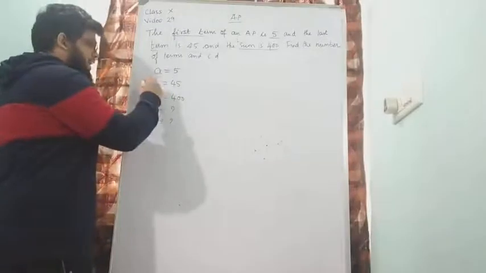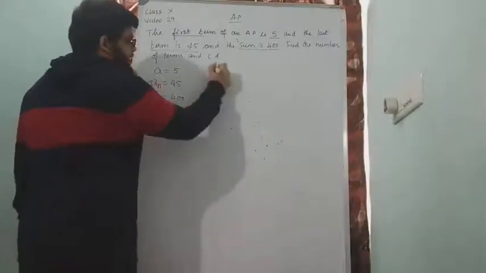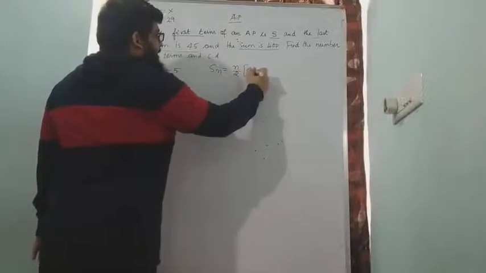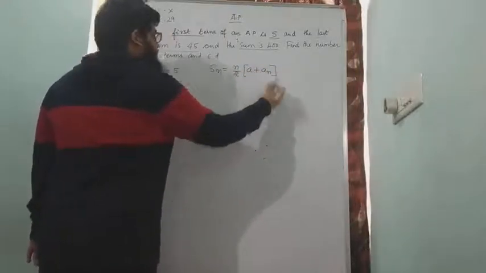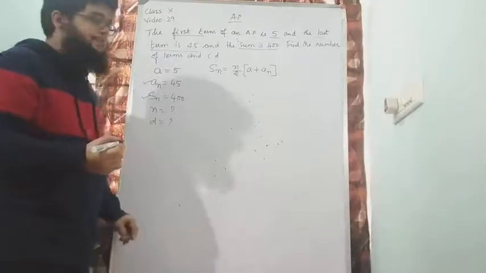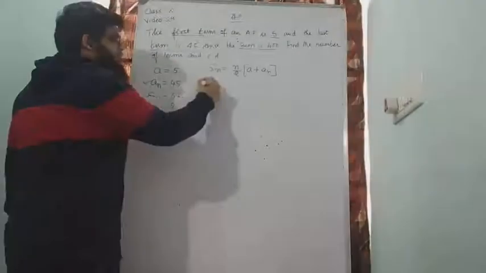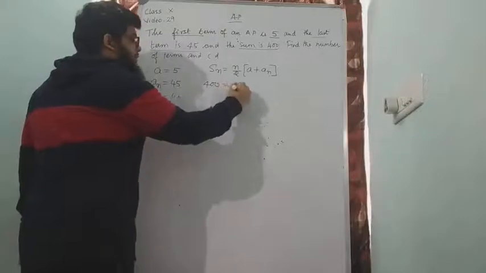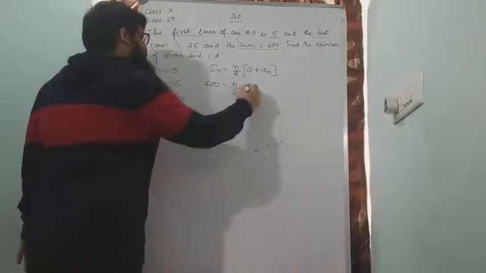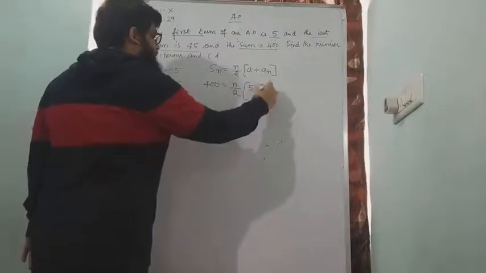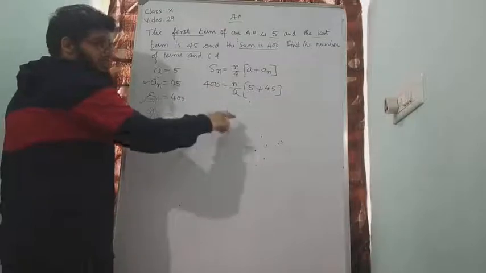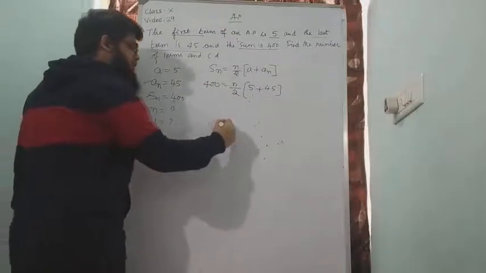Now, because I have AN and SN, I will make use of SN formula. SN is equal to N by 2 into A plus AN. This is going to be your homework problem because I am just going to give hints. In place of SN, I can write 400. N we are finding out, divided by 2 into A, I know 5, plus AN, I know 45. So simplify this and get the value of N.